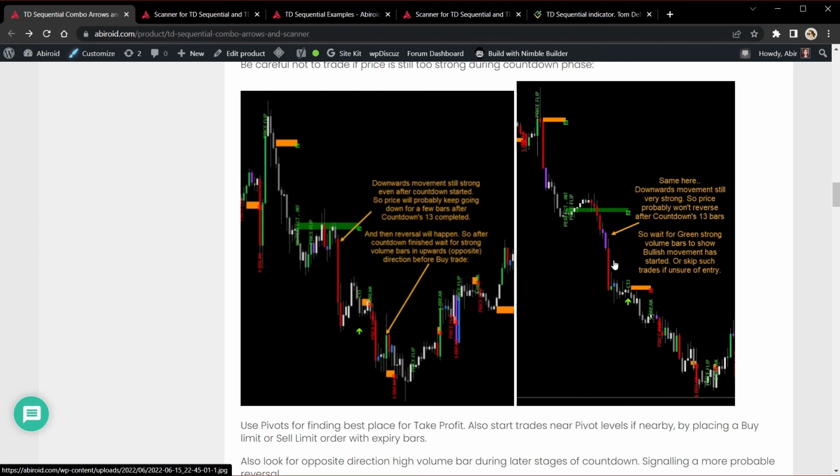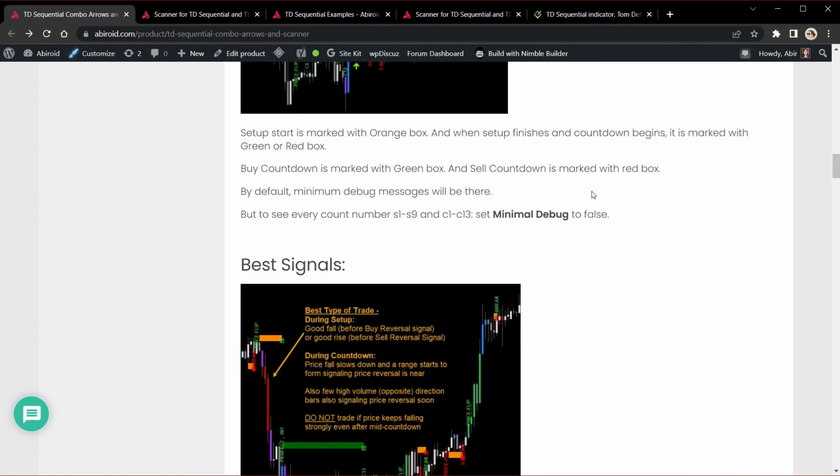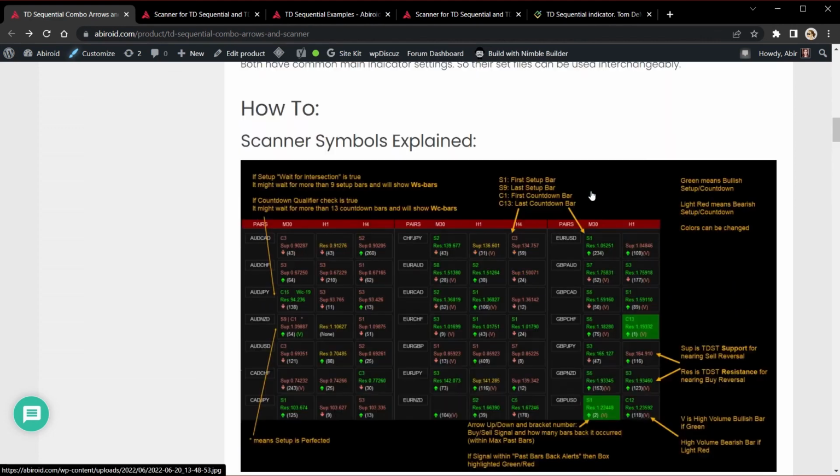But once again, let me reiterate, do not trade directly after a buy or a sell arrow happens. Wait for a few bars, because if during the countdown you get very strong volume bars downwards, in that case it means that price will keep going down. So always wait for that green volume bar for a buy setup, and always wait for a red volume bar for a sell setup.